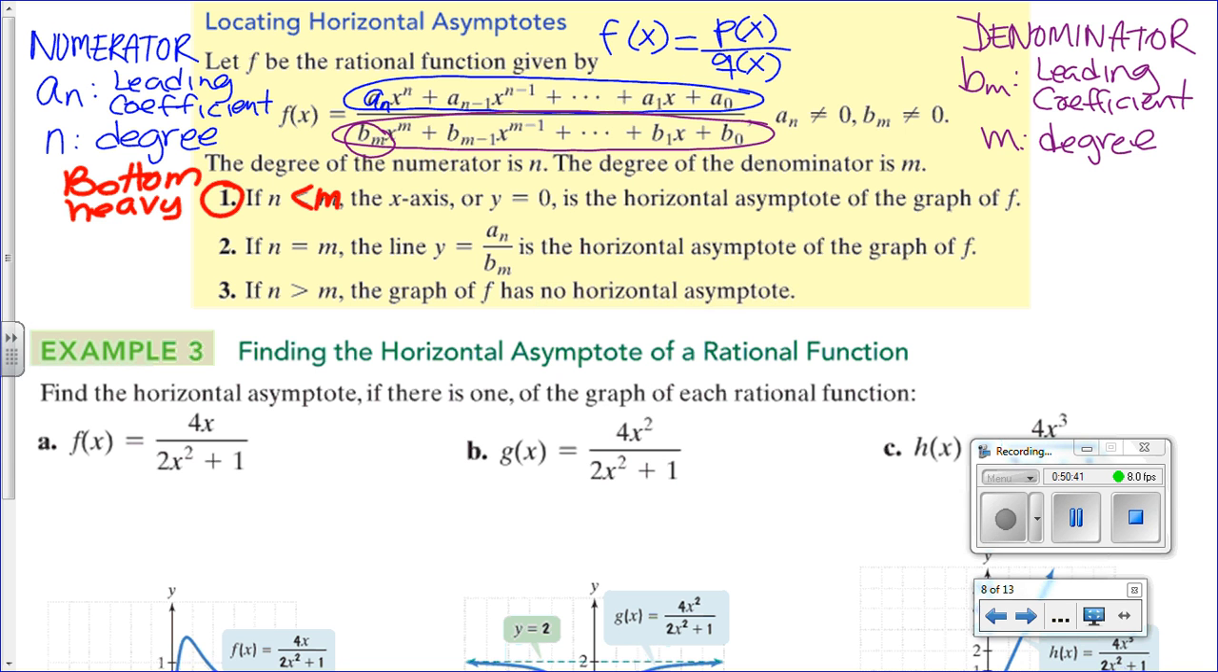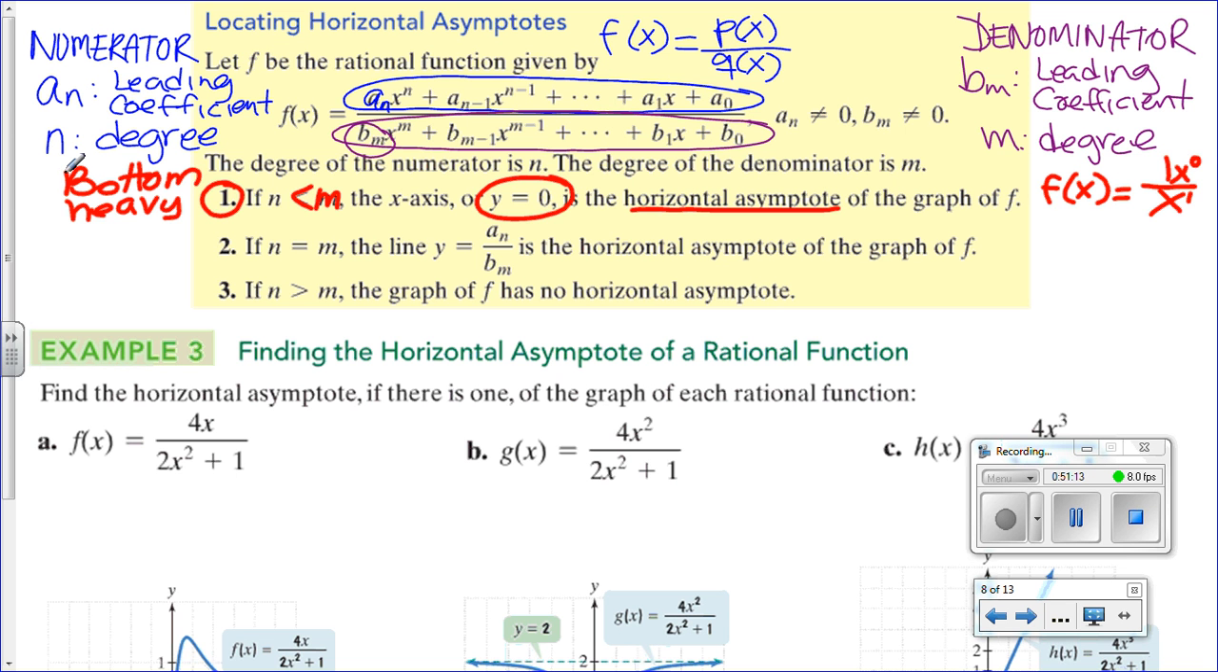So when that happens, by default, the horizontal asymptote becomes the line y equals 0, or the x-axis. An example of a function like that could be the reciprocal function, because what is the degree of the numerator? 0. And what is the degree of the denominator? 1. Here it's like we have an x to the 0.